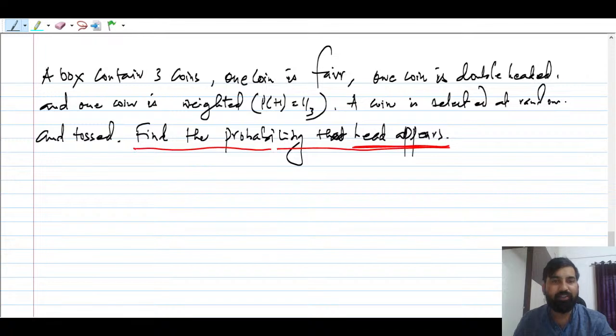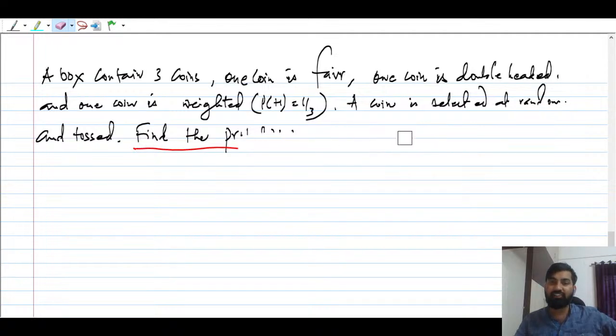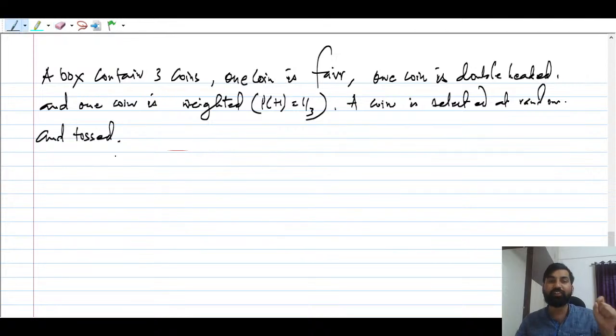So same question, but I will do some modification. Suppose the question is: a box contains 3 coins. One coin is fair, one coin is two-headed, one coin is weighted. A coin is selected at random and tossed. Now look, conditions will come here. You just remove this and see the changes in the statement, guys, so that you can identify, yes sir, here we have to apply Bayes theorem.